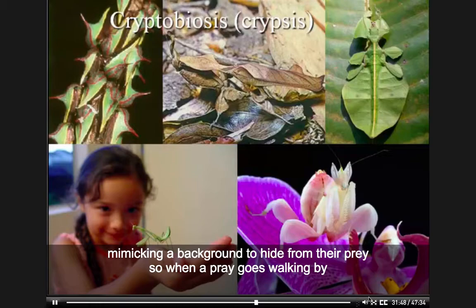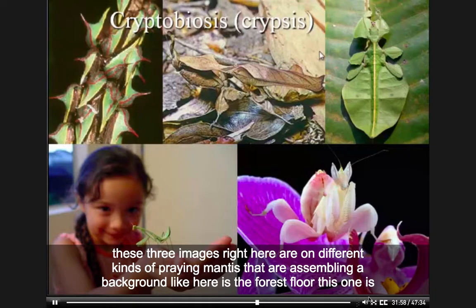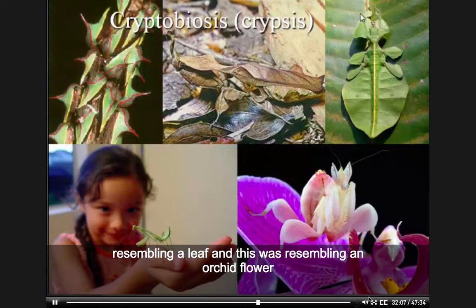So when a prey goes walking by, they don't notice them, and the predator is able to attack them. Here you have some homopterans, or little plant bugs that look like rose thorns. These three images right here are different kinds of praying mantids that are resembling their background. Like here is the forest floor, this one is resembling a leaf, and this one's resembling an orchid flower.